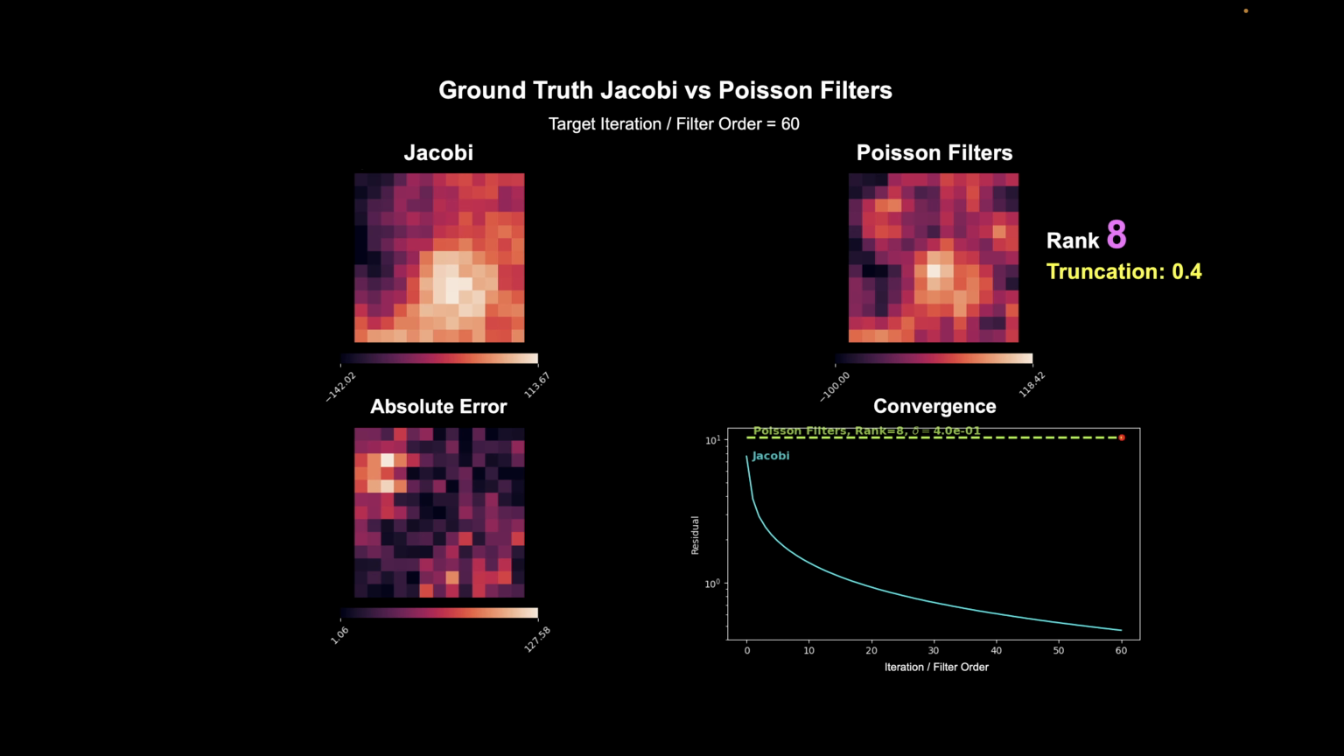Hopefully these examples of comparing different ranks and cutoff thresholds give you enough insight to know how to control the trade-off between the quality of the solution and the computational cost of the filters.